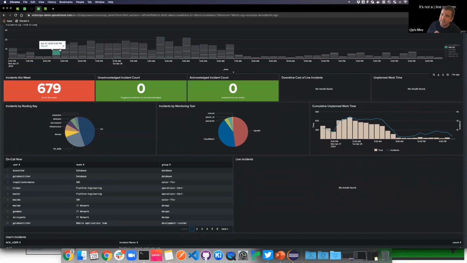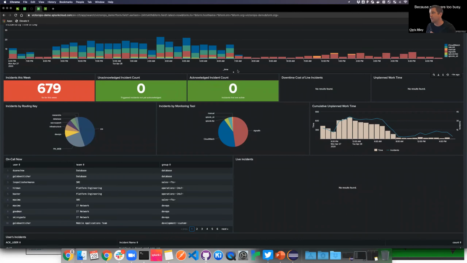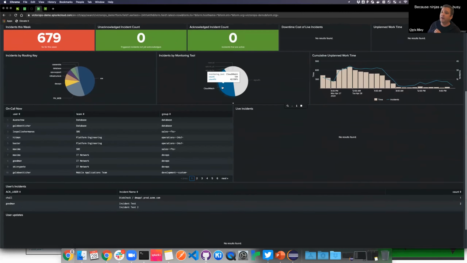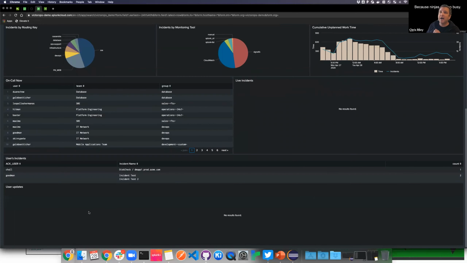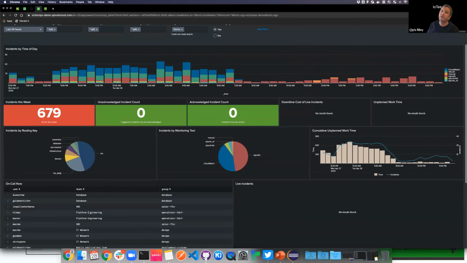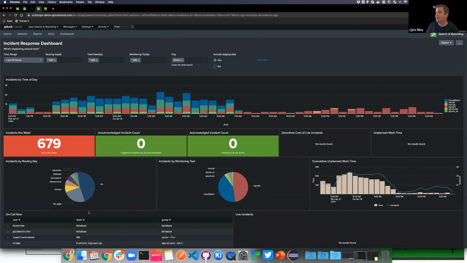We're going to expect to see more incidents during the week as we have more frequent releases. That's exactly what we see here. And this is going to allow us to see who's on call and deep dive into incidents, even the logs associated with those incidents, to get a better picture of what's going on.